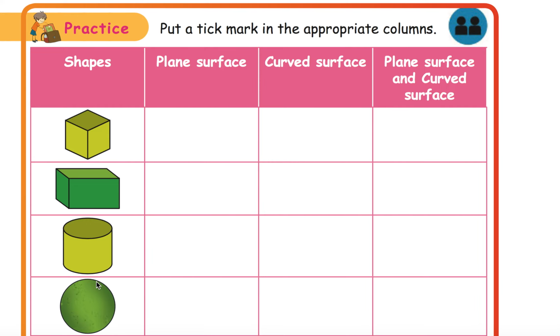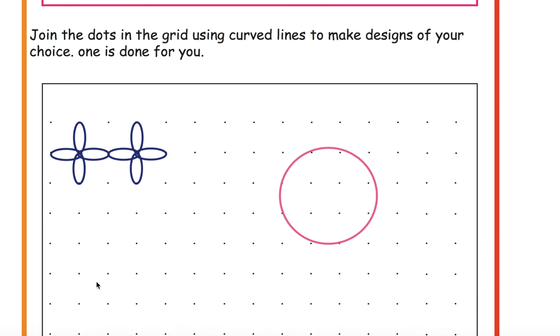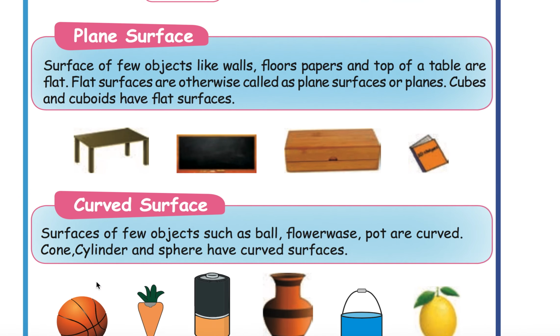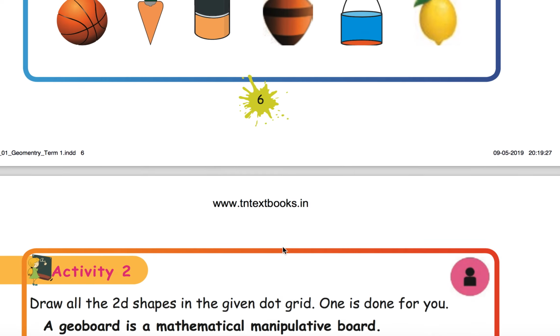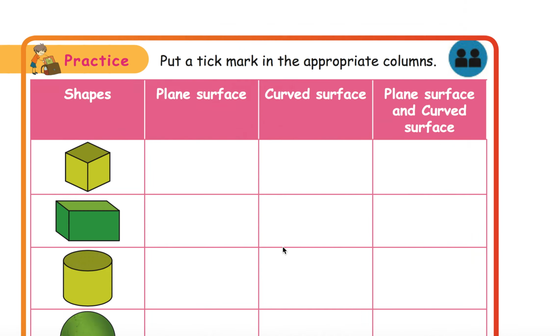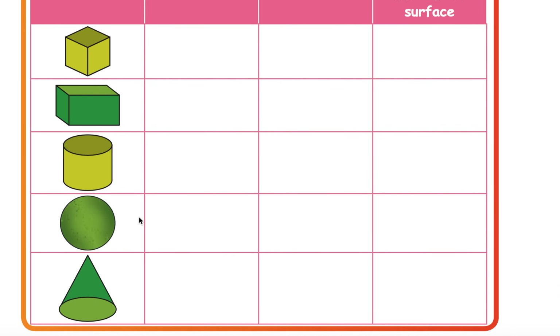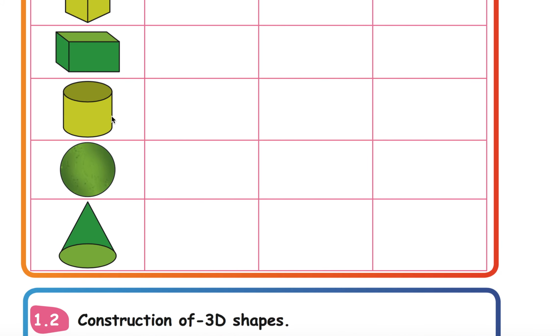These are plane surfaces and these are curved. So this one is curved, this one is also curved, this one is also curved.